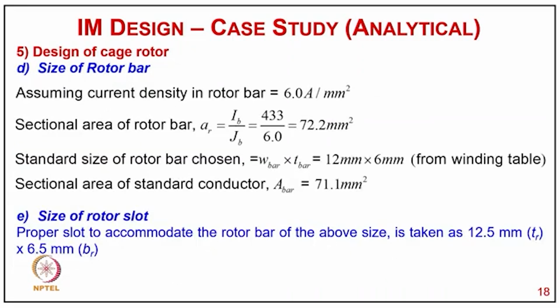Now coming to the size of the bar, assuming a current density of the rotor bar in the order of 6 ampere per millimeter square. The reason we consider this higher is that cooling of the rotor is better because of the rotation of the rotor. So compared to the stator, we take a higher current density; here we select 6, whereas for the stator we considered 4.2 ampere per millimeter square. From this we get the cross-sectional area of the rotor bar AR equal to IB upon JB. Putting the value, it comes to 72.2 millimeter square.